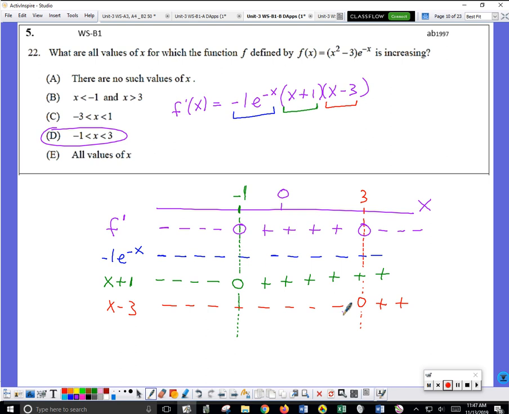The key to the sign chart is remembering that when I make each row, I am working with f prime. I'm just working with a little piece of f prime. And I'm simply saying I'm going to plug all kinds of x's into each piece, and figure out what happens to each piece. Then I just put it together. Cool. Let's go on.